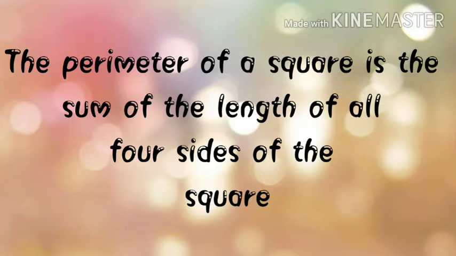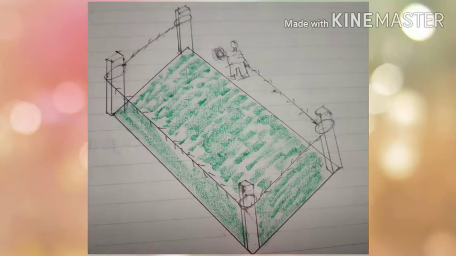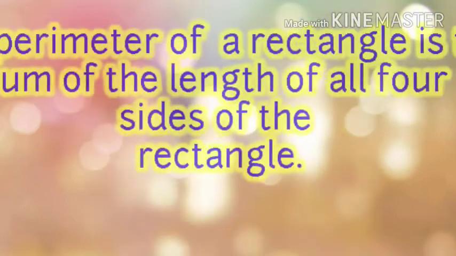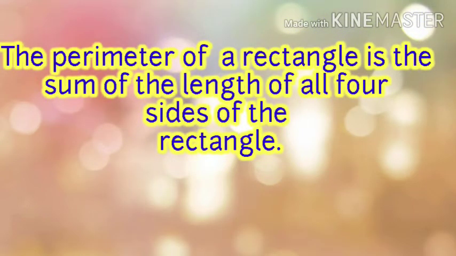A fence of a single wire has to be put around a rectangular field. We have to find out the length of the wire needed. The sum of the lengths of all four sides of the rectangular field will tell us the length of wire needed. The perimeter of a rectangle is the sum of the lengths of all four sides of the rectangle.